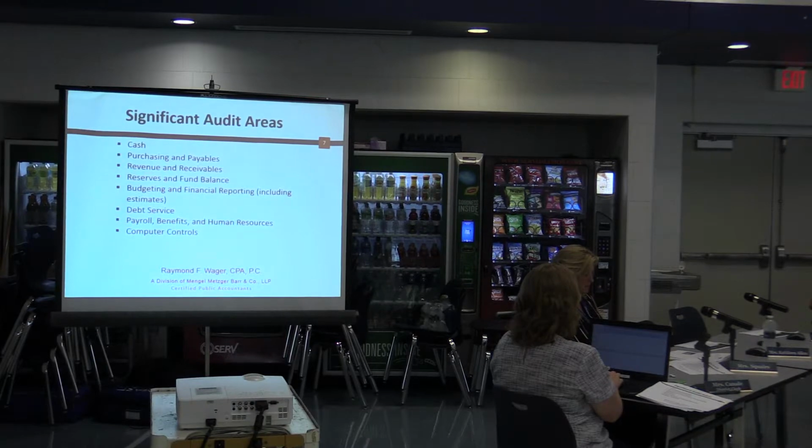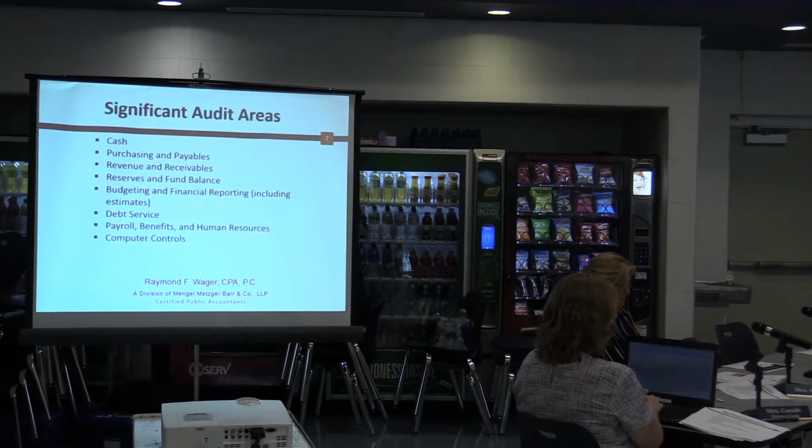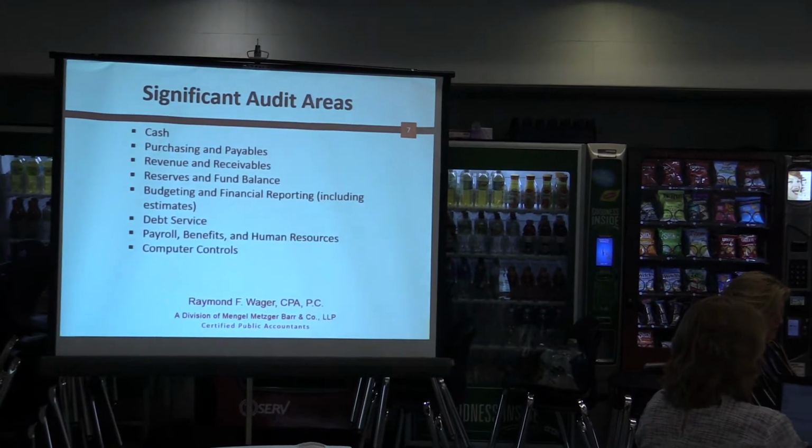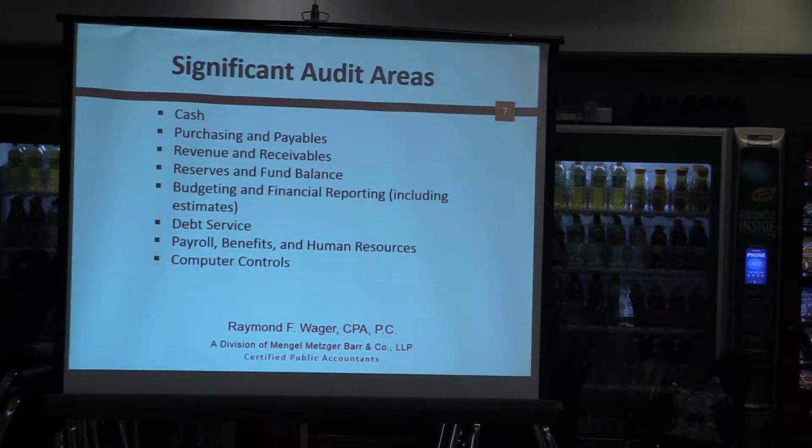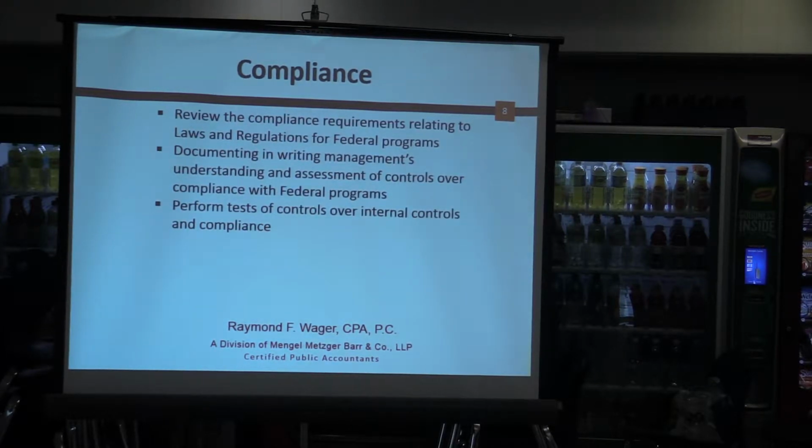We just talked a little bit about the risk assessment process, the key controls that we look at. But these are just the typical significant audit areas that you would look at in most audits. Obviously, cash, your procurement, your payables, your revenues, receivables. So your key financial cycles become some of the key areas that we spend some time on.